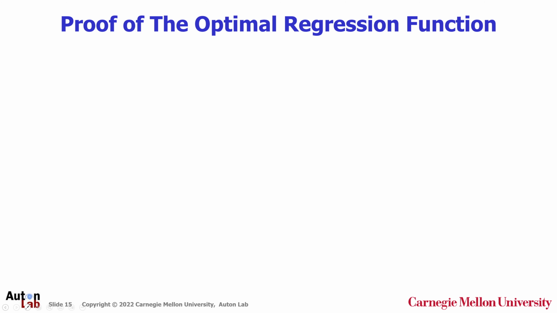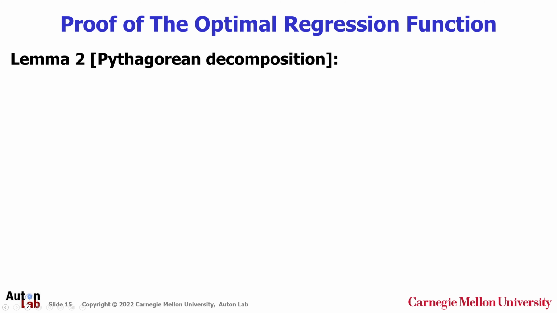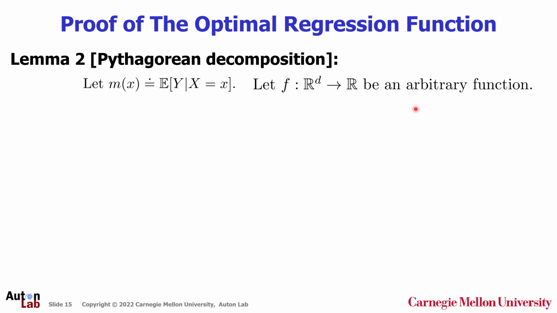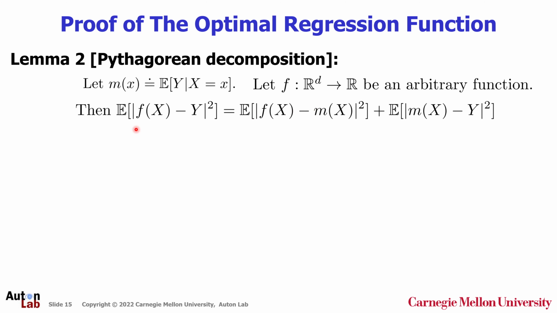To prove our main theorem, we will need one more lemma that we call the Pythagorean decomposition. As before, let m be the conditional expectation of y given x, and let f be an arbitrary function. Then this lemma claims that for any function f, the expected value of (f(x) minus y) squared, that is the mean squared error risk of function f, equals the expected value of (f(x) minus m(x)) squared plus the expected value of (m(x) minus y) squared. So this is a bit similar to the Pythagorean theorem, which claims that c squared equals a squared plus b squared in some triangles. The proof of this lemma is quite simple.